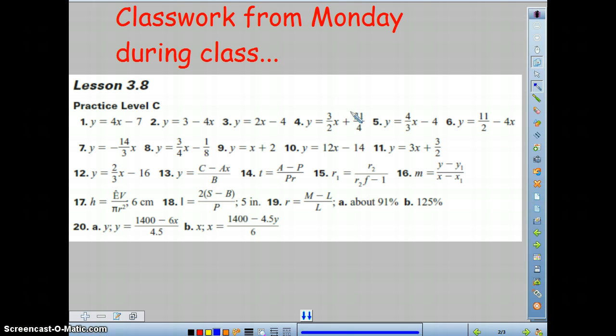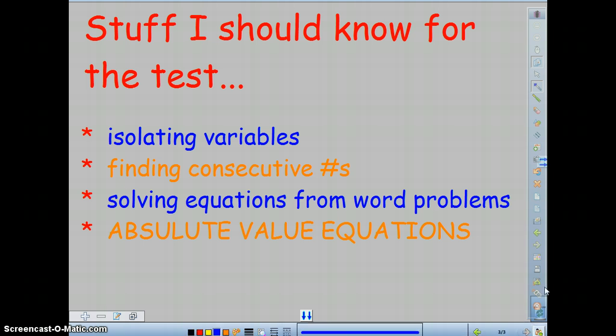One thing I really want you to pay attention to is this number 16 right here. We're going to be using that later on. That's a good formula to know. A lot of times you'll see it as m equals y2 minus y1 over x2 minus x1. So just remember that formula right there. That's going to be a bonus later on. Wink, wink, nudge, nudge. So that would be an excellent question for you to know, or a formula for you to know later on.